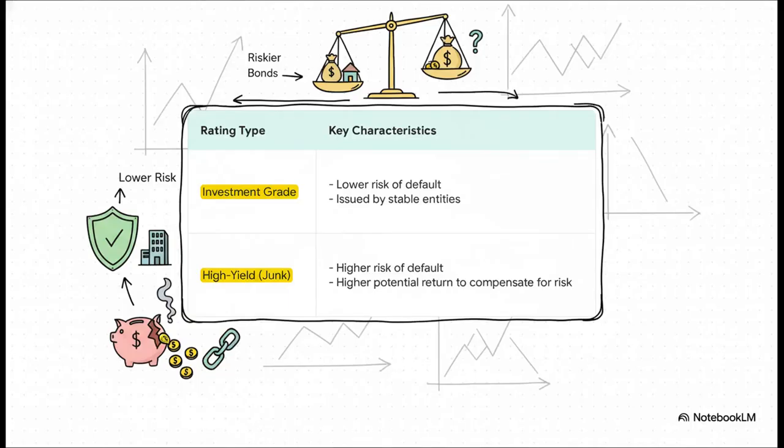The other big risk to think about is, what if the issuer just can't pay you back? That's called default risk. And to help investors figure this out, rating agencies grade bonds. The safer ones, investment grade, come from super stable companies and governments. They have a really low risk of default. Then you have high yield, or as they're sometimes called, junk bonds. They're riskier, for sure, so they have to offer a higher potential return to make it worth your while.